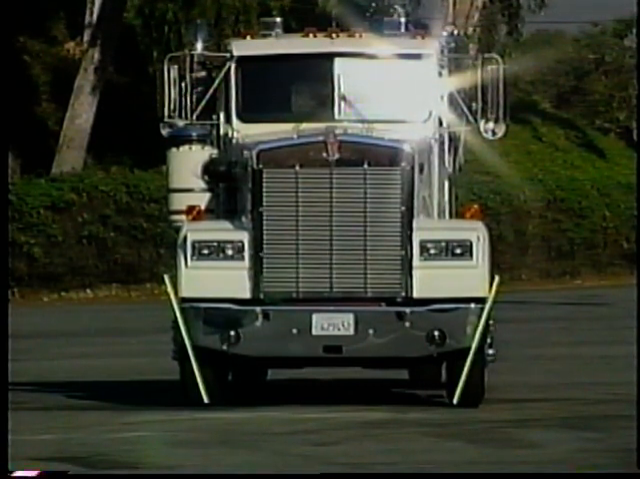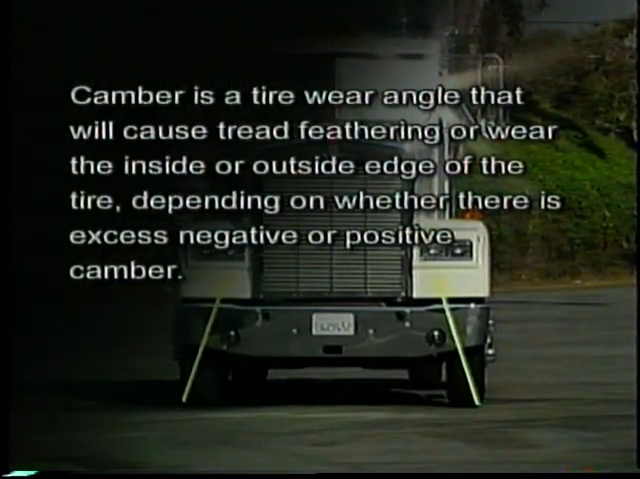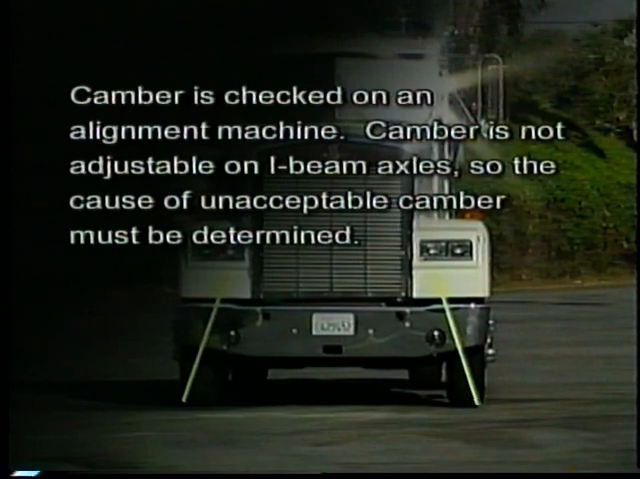Camber is the inward or outward tilt of the top of the tires from the vehicle's center line. Camber is a tire wear angle that will cause tread feathering or wear the inside or outside edge of the tire, depending on whether there is excess negative or positive camber. Camber is checked on an alignment machine.